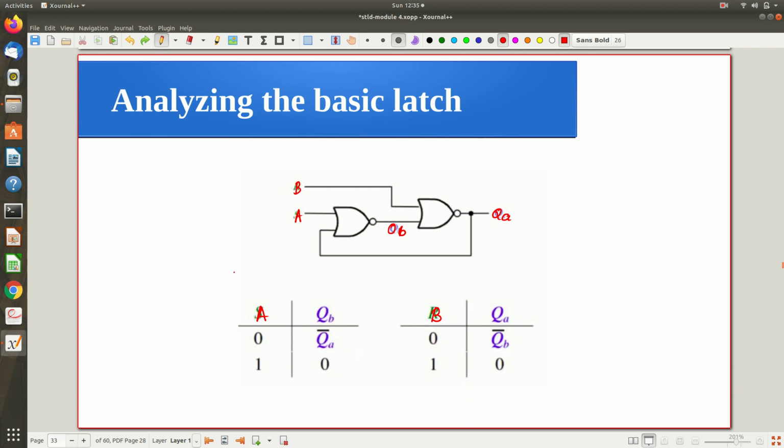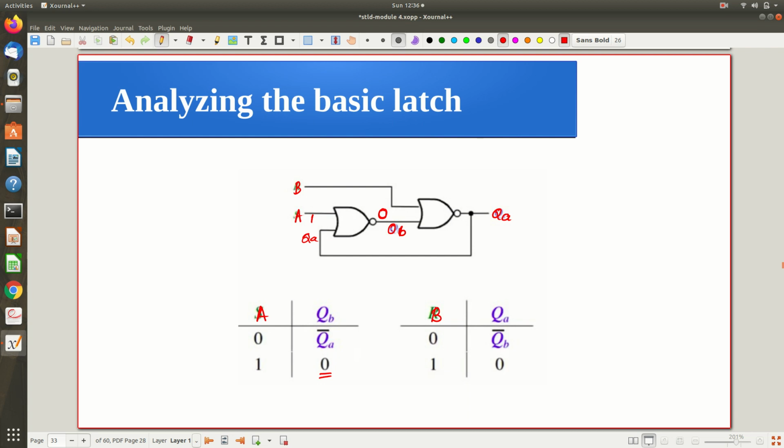Now the other case is interesting: when A is equal to 1, it will simply ignore this data line. QA is fully ignored and the output is simply 0. This is important, because when one of the inputs of this NOR gate is 1, the OR gate will give you 1 and its negation will give you 0. So the output is always 0 irrespective of the feedback input.